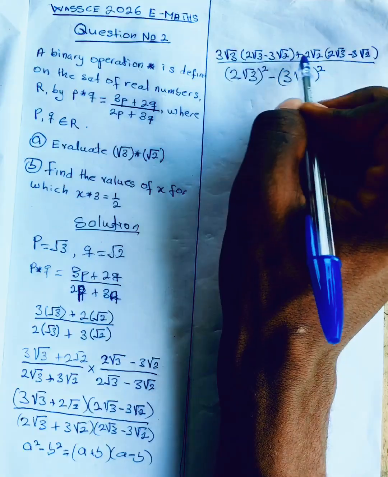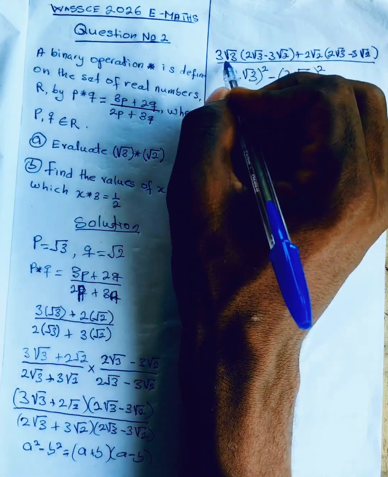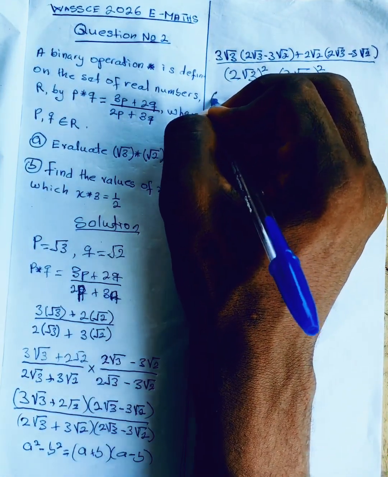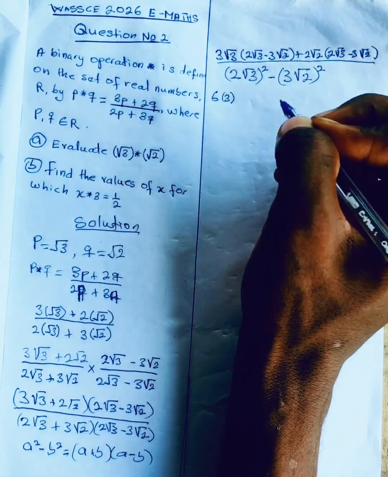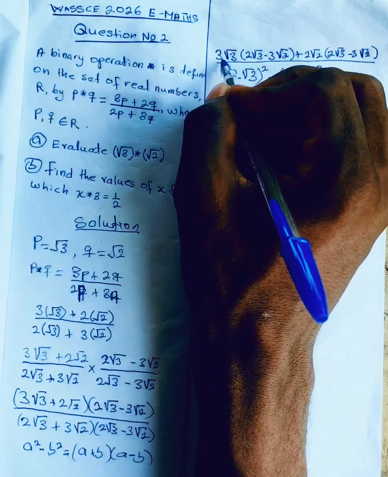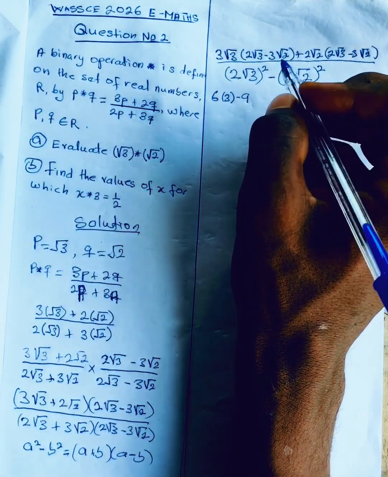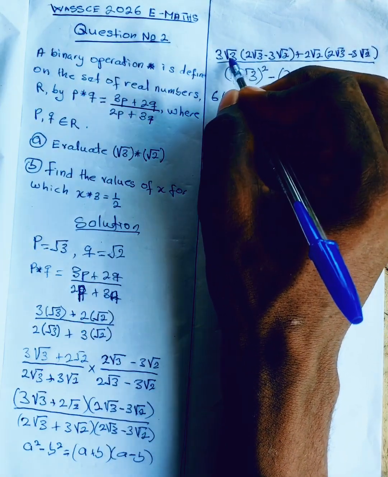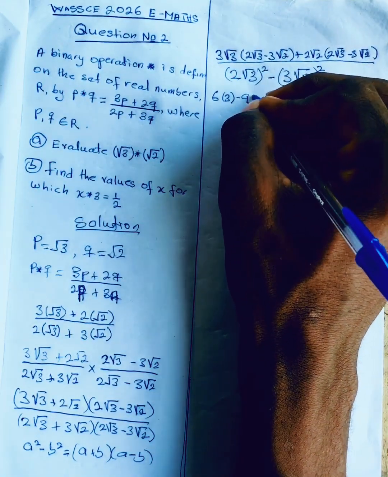Now we are going to expand this bracket. When you expand this, it will be 3 times 2, that will give you 6. Now root 3 times root 3 will give you 3. Please watch closely. Then 3 times this will give you negative 9. Then root 3 times root 2 will give you root 6.